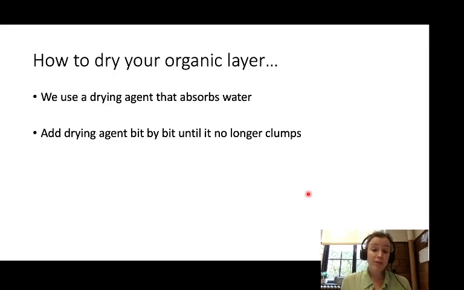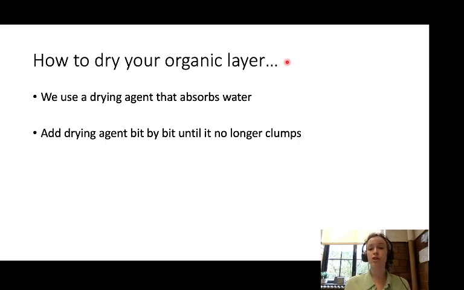Now, after you're done with the shaking and venting, you'll put the separation funnel right side up. You let the layers separate, and then you'll let each layer leave the SEP funnel separately. Make sure you know the densities of your solvents this week because you want to know which layer is which. Now, after we separate our organic layer from our aqueous layer, we want to dry out that organic layer so there's no more water in it.